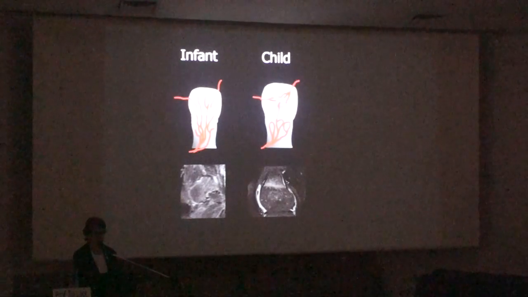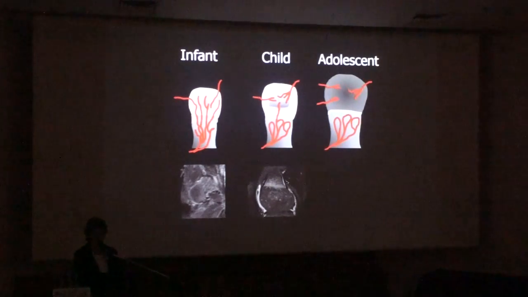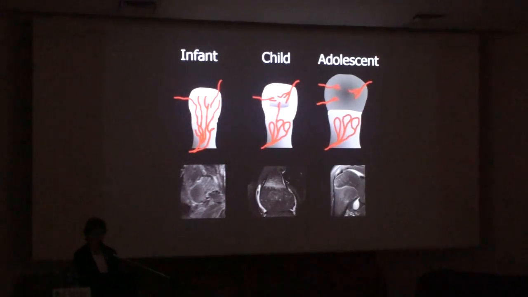In a child or adolescent, we still have some vessels adjacent to and crossing the growth plate, and this can be seen also on gadolinium-enhanced MRI. And then in the adolescent, the majority of the vessels that supply the ossified epiphysis come in from the periphery. So this is sort of the classical teaching.